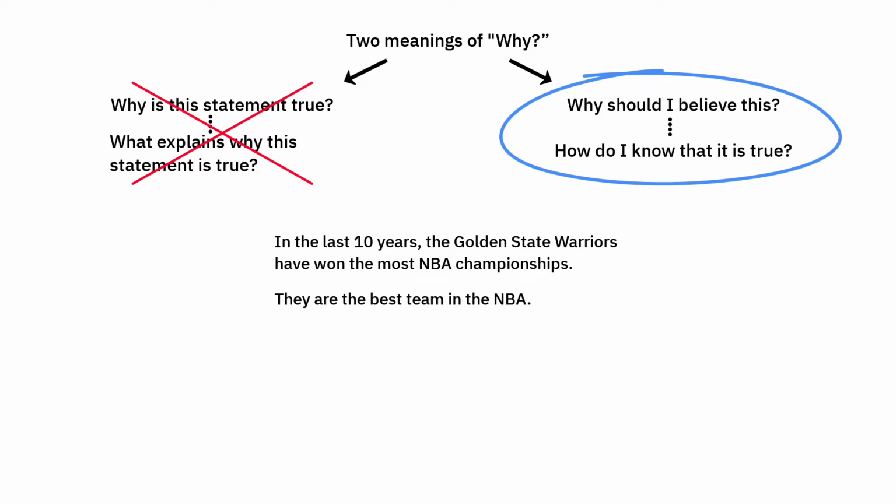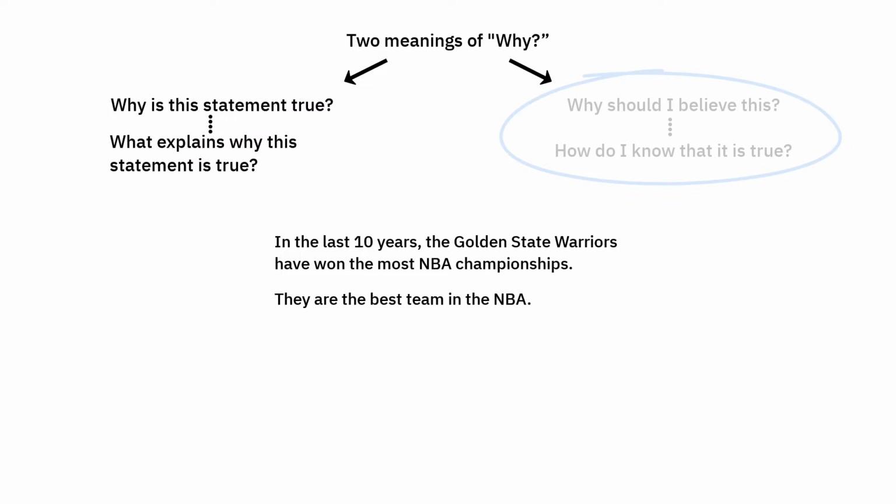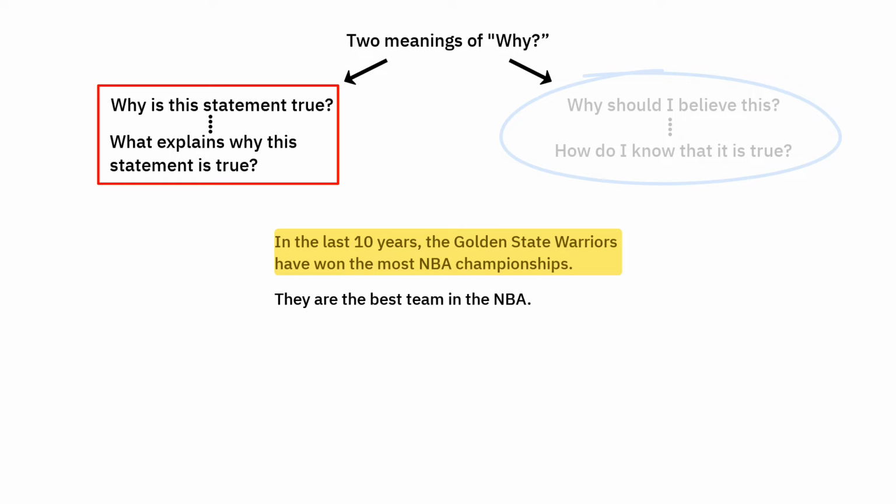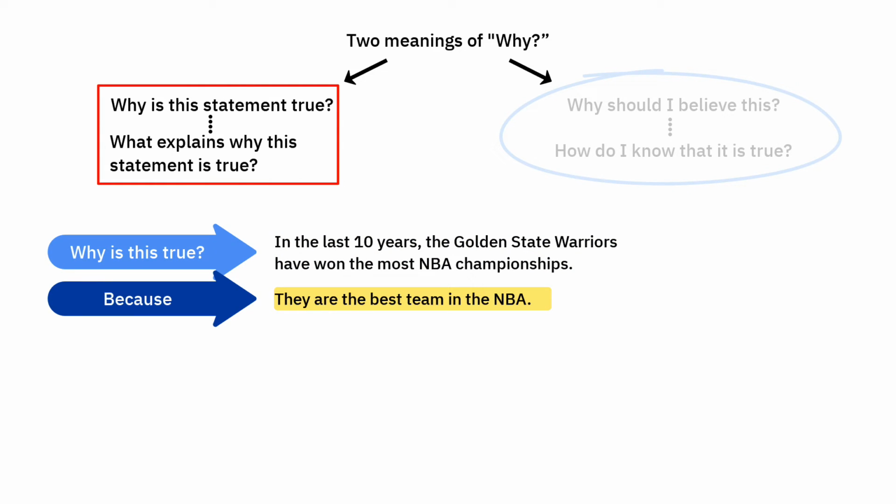So if you just read this argument and think, what is the author trying to convince me of, you probably identify the second statement here as the conclusion, and that would be correct. But let's see what happens if you apply the why test using the meaning, why is this statement true? In the last 10 years, the Golden State Warriors have won the most championships in the NBA. Why is this true? Because they are the best team in the NBA.